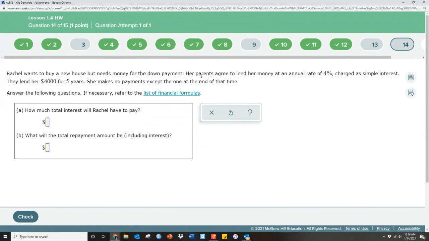So how much total interest will Rachel have to pay? All right, so this says Rochelle, I think it's how you say it, wants to buy a new house but needs money for the down payment. Her parents agreed to lend her money at an interest rate of 4% charged by simple interest. They lend her $4,000 for 5 years. She will make no payments except the one at the end. How much total interest? So you're going to do 4% times 4,000 times 5. All right. And then you go ahead and add that back to the 4,000, and that gives you the total payment, including the interest.